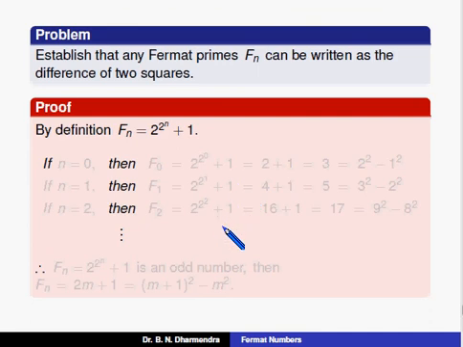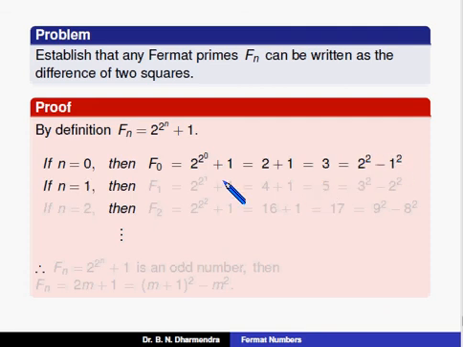When I substitute n is equal to 0, what is F0? F0 is equal to 3. We know that is 2 to the power of 0 plus 1, that's 2 plus 1, that's equal to 3. 3 can be written as 2 squared minus 1 squared, that is 4 minus 1, that's equal to 3. So we can observe that F0 can be written as the difference of two squares. There are consecutive numbers 2 and 1 here.